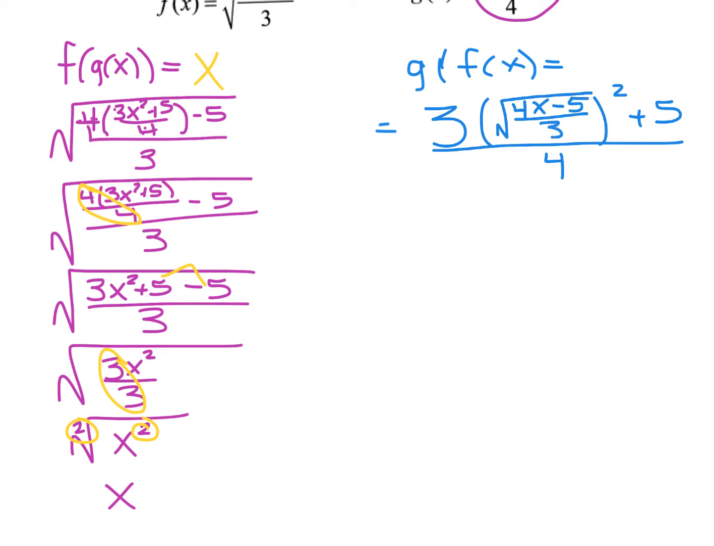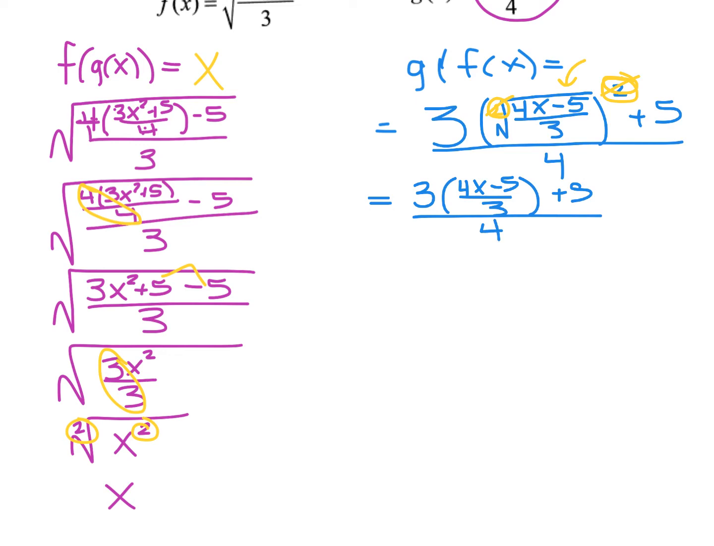Now, right off the bat, what I notice is I really have a square root and a squared here. And what's really nice is because the square root is around this entire thing inside of parentheses, and the squared is outside of the parentheses, they immediately undo each other and they are gone. So what we're left with here is 3 times, in parentheses, 4x minus 5 over 3 plus 5, all over 4. That's the first piece I'm able to undo.